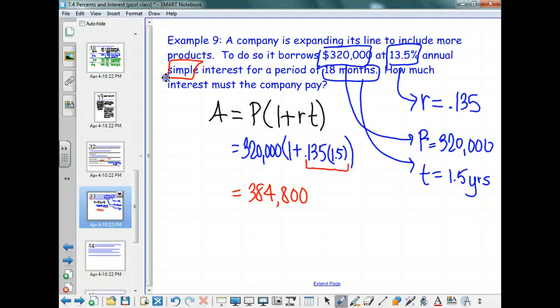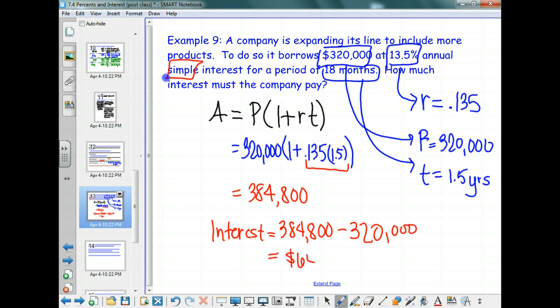Okay, so what we want to find then is how much interest, that is how much extra we have to pay for the luxury of having borrowed the money, and how will we do that? Right, so my interest is found by taking the $384,800 minus the $320,000, and what will I get? $64,800, with a dollar sign.